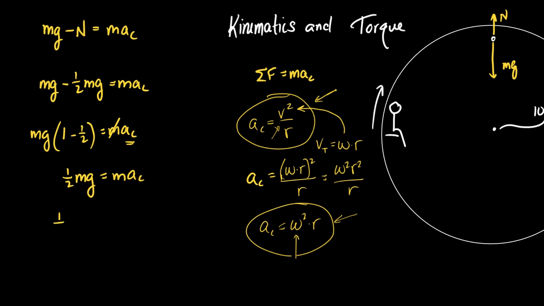Now, that being said, cancel the m's and substitute. And I've discovered that I have another problem. And so let's handle this other problem. We have a value. We can get a number here because we know that g is 10 meters per second squared and the radius is 10 meters.